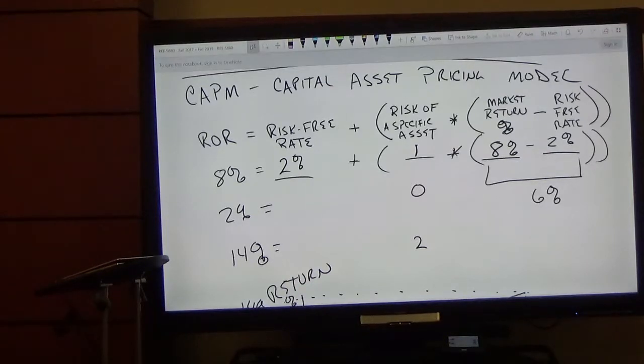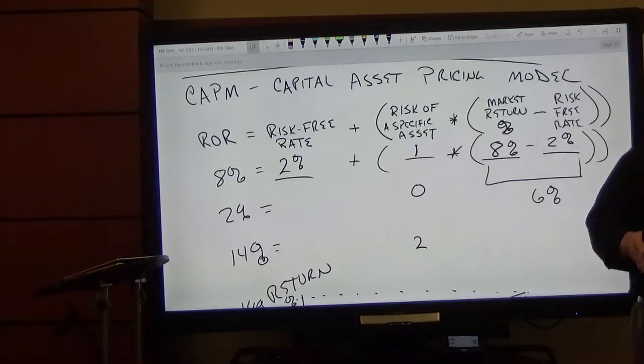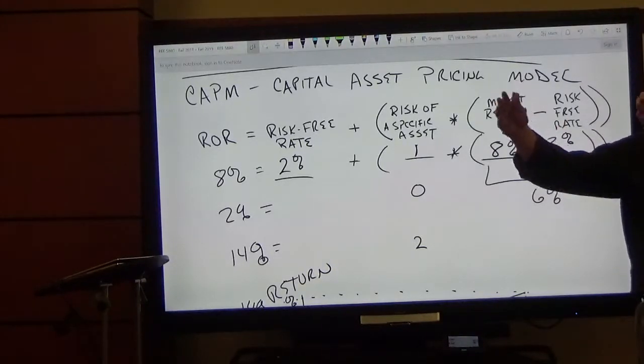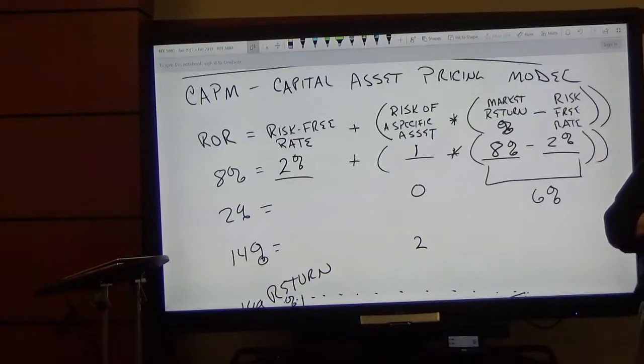Yeah, market return, and you said that's overall market? It could be whatever market specifically it is that you are trying to, you're saying that this asset you're valuing, what market does it exist within? Okay.